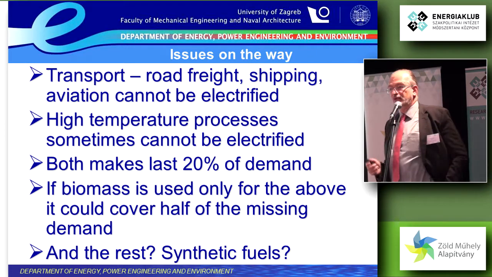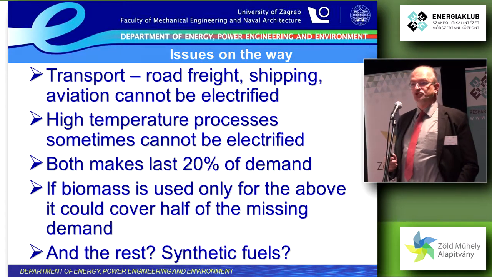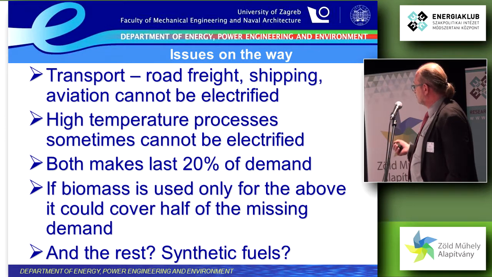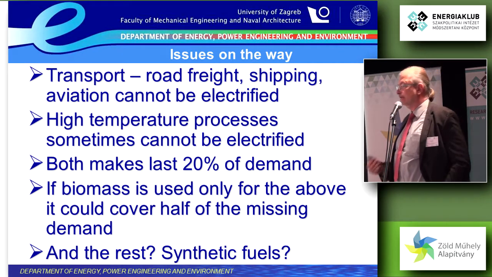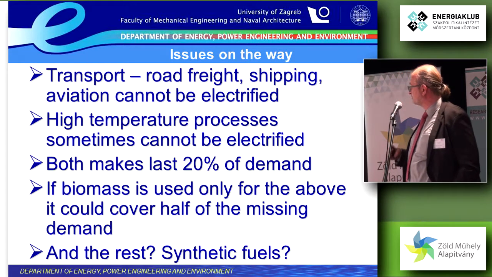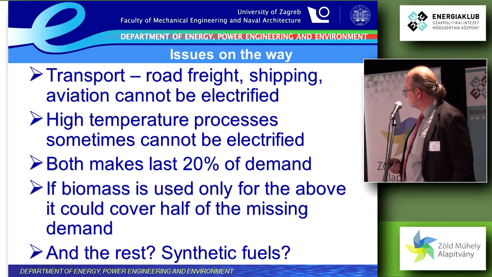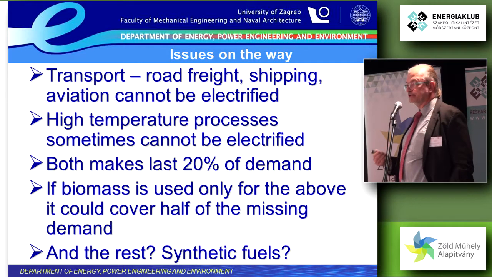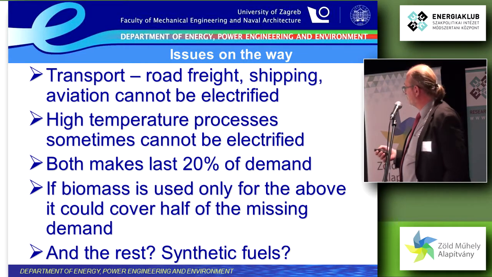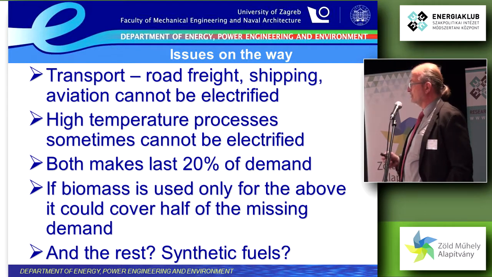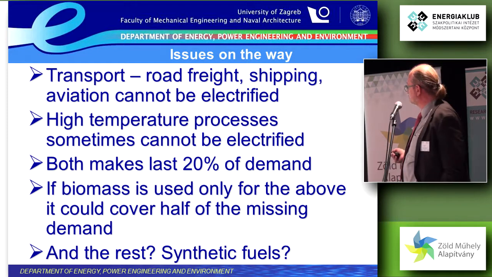What then? We still have 20%, we cannot solve that easily. Transport, like road freight, shipping, aviation, cannot be easily electrified because we don't have batteries of high energy density. So we need to find some energy for them. That makes around 20% of demand, which we cannot electrify. Also, some industrial processes cannot be electrified.